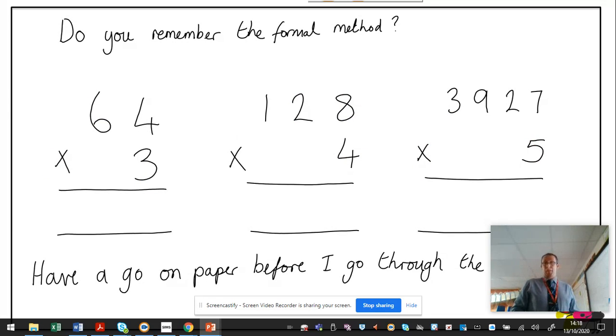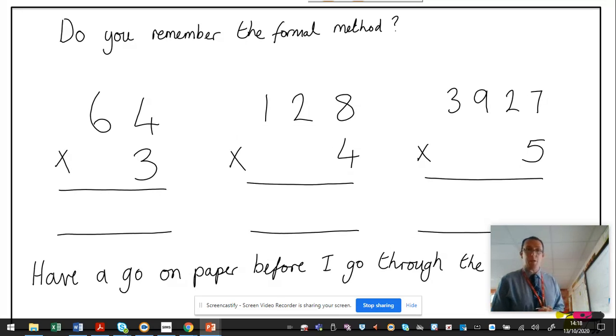Formal method. Okay, we have done these in school, so I know that everybody watching this today will be able to do these questions. So just refresh your mind. It is a quick recap. Multiplication, formal method, copy and complete. So have a pause and have a go.